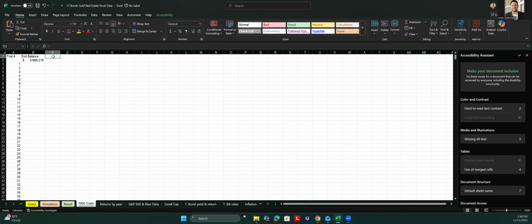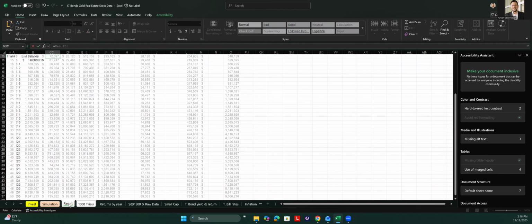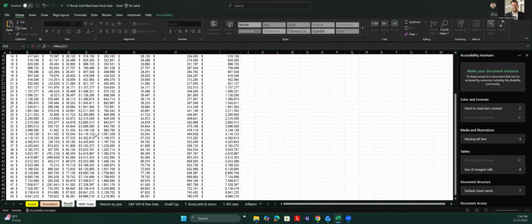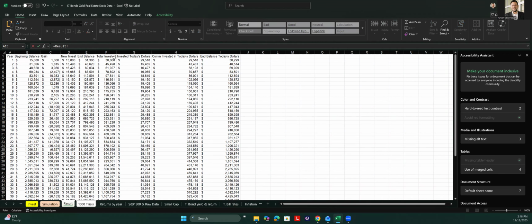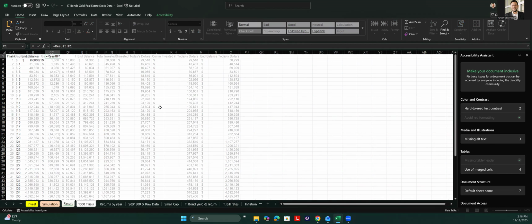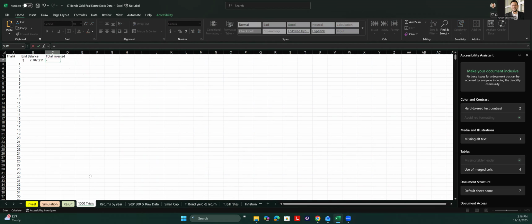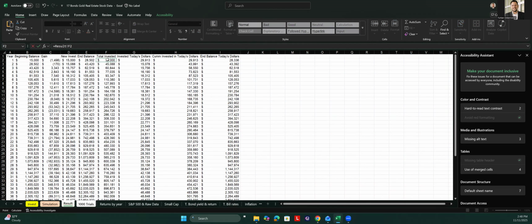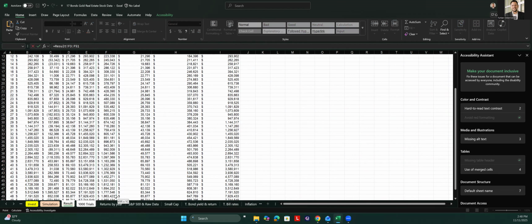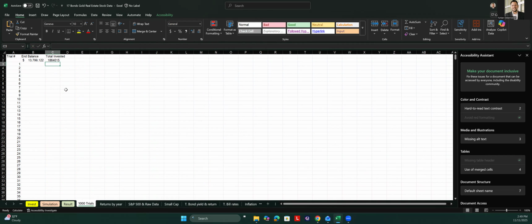Okay, I would like to keep track of end balance. And also I would like to keep track of total invested in today's dollars. You know what, let me just keep track of also total invested amount. That's good. And these are nominal, equal to total invested at year 50 right here. Perfect. So now these are nominal dollars.